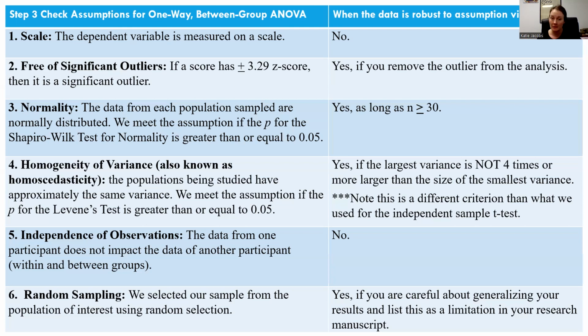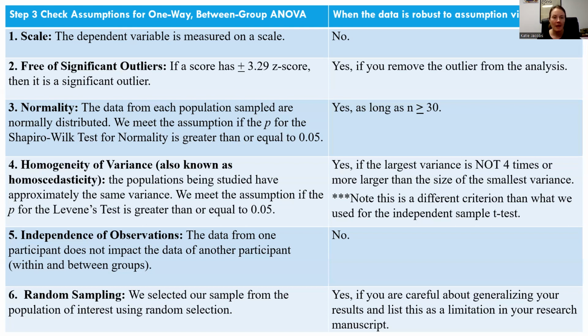And our one-way ANOVA would be robust to the violation of this assumption if we remove the outlier before running the analysis. Anytime that you remove data from your data set, you need to write in your manuscript why you removed it and how many you removed, because we don't fabricate data. That's super unethical. So you would say, okay, I removed 3 data points, or 3 participants' data, from the analysis because they were outliers, because they had Z-scores that went beyond plus or minus 3.29.